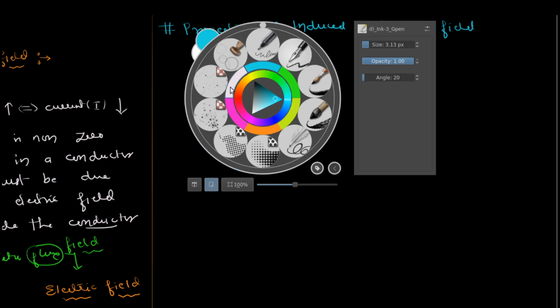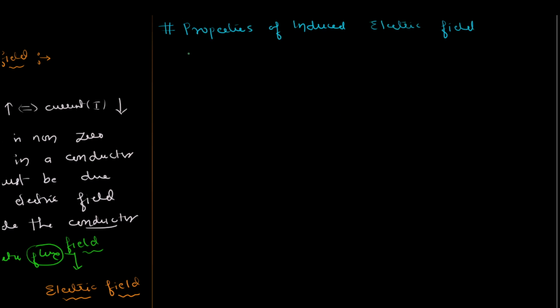The first property is that induced electric field, just like the electrostatic field, is a vector quantity. So it is definitely a vector quantity.